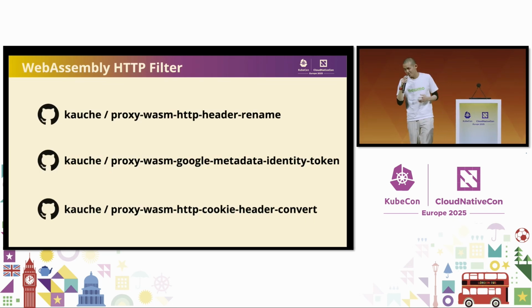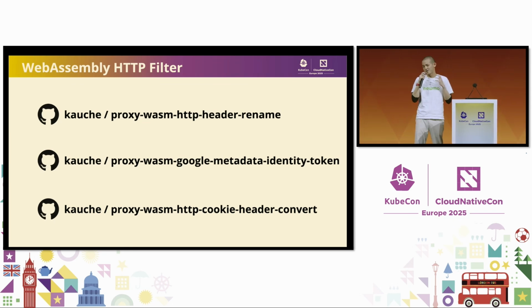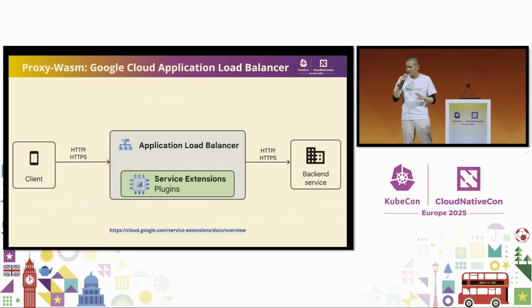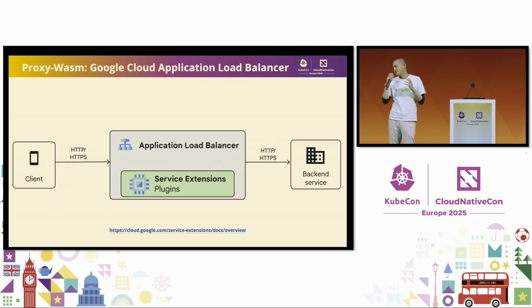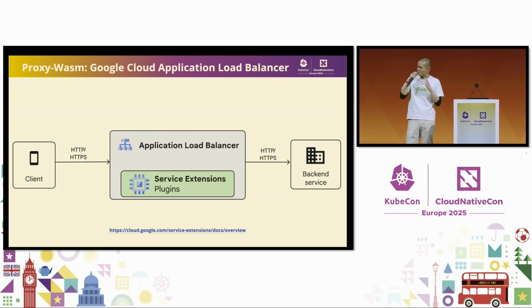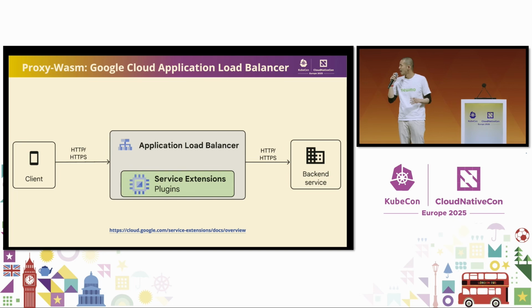And I published some of my custom WebAssembly modules as open source software. Please check that on GitHub. And last but not least, recently Google Cloud started to support some WebAssembly features for Google Cloud Application Load Balancers. That means we can use proxy-wasm compliant WebAssembly modules even outside of Envoy.